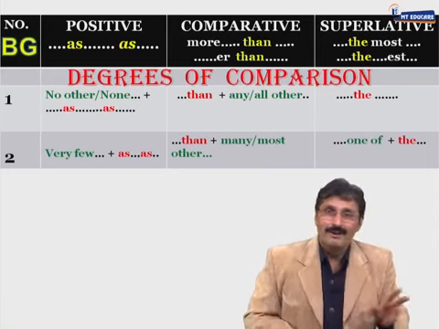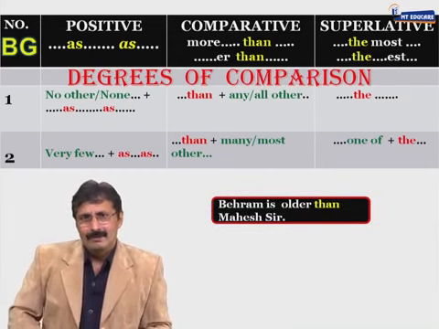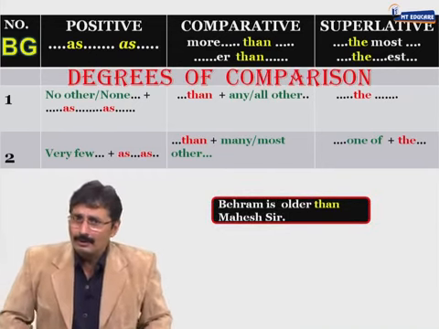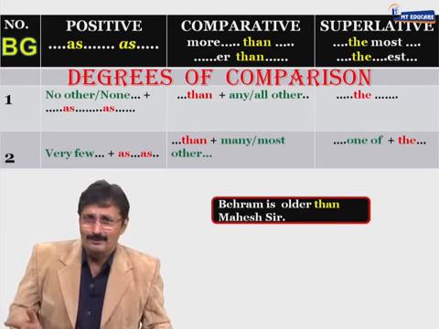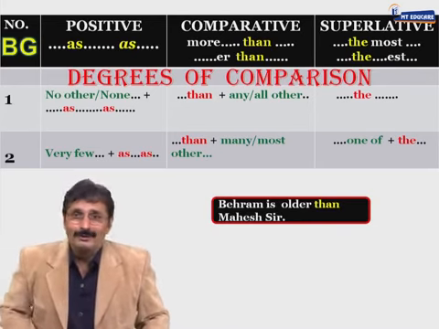Easy? Fantastic. Now, let's look at another sentence. Yes, let's read the sentence. Behram is older than Mahesh sir. अरे महेश सर तो fantastic young इंसान है, मैं तो बुजुर्ग. Okay, Behram is older than Mahesh sir.